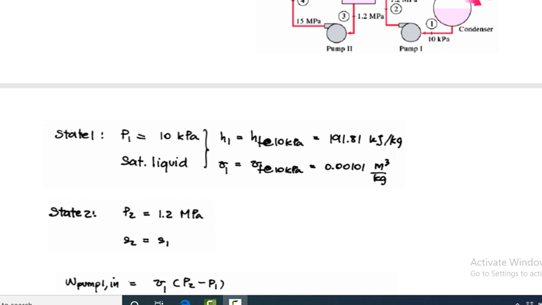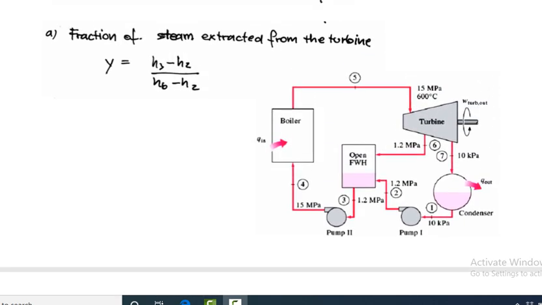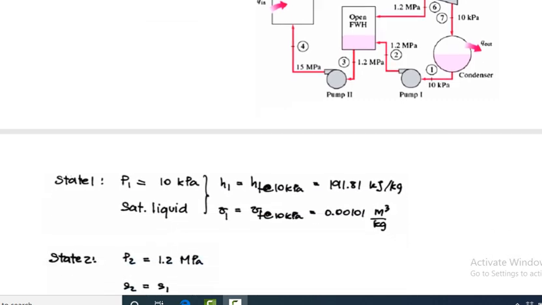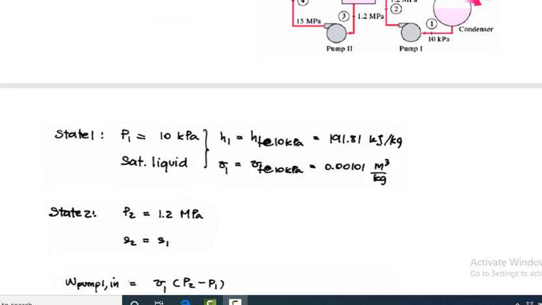P1 equals 10 kilopascal. The 10 kilopascal is nothing but the pressure of the steam entering the condenser. That is the condenser pressure, and from the condenser pressure, for saturated liquid, you have to determine the enthalpy h1, entropy and specific volume. You have to find these from the steam table data, and then go to state 2.